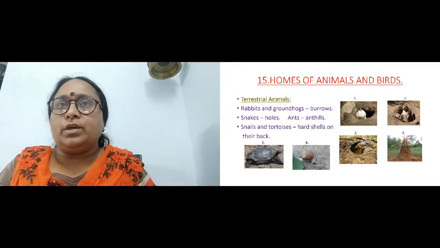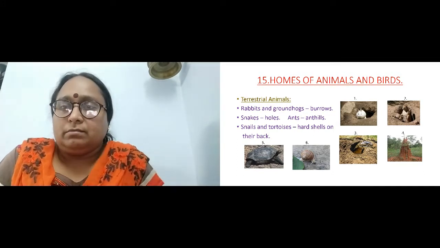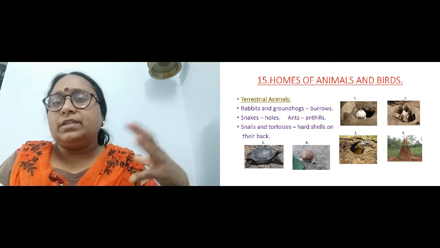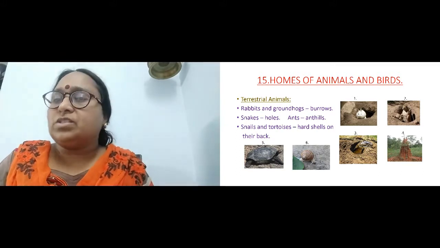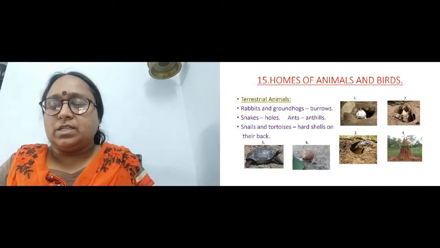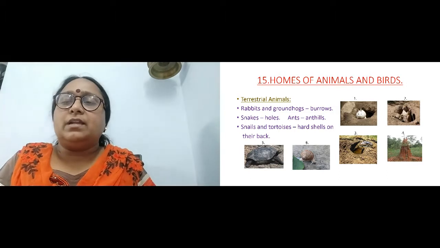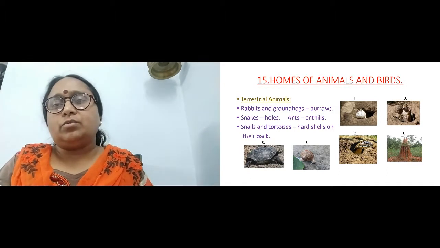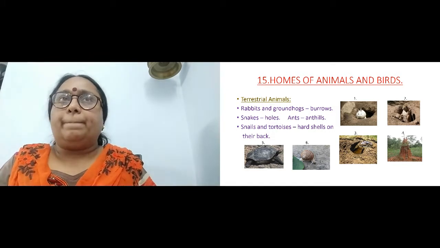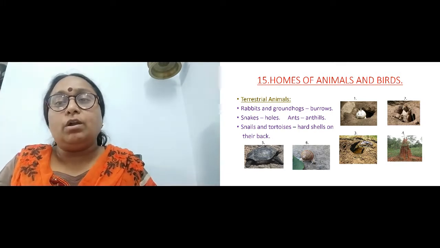Then snails and tortoises have a hard shell on their back. They actually carry their house. If they find some danger, they will just shrink into their shell. Once they think that the danger is gone, they come out of their shell and start moving. The hard shell that they carry on their back is actually the house of the snails and tortoises. These are some of the terrestrial animals, the animals that live on land.